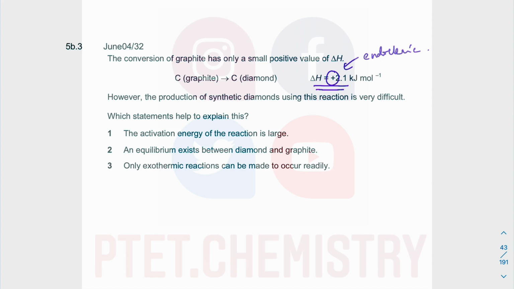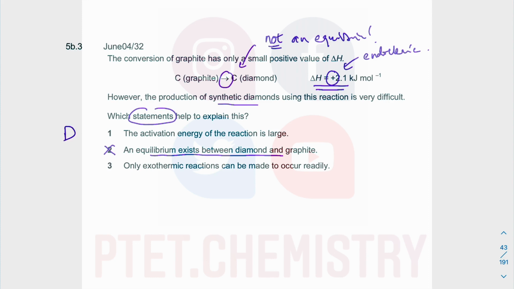So this is about producing synthetic diamond. Which statements help to explain this? You have an equilibrium existing between diamond and graphite. That is totally rubbish, because this is not an equilibrium. It doesn't exist like that. No, it's not an equilibrium. Okay, 2 is wrong. You only have one option.